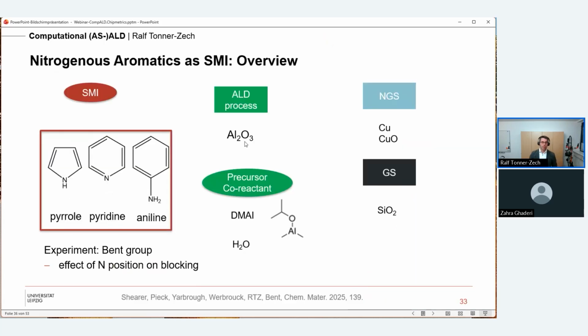It's work together with Stacy Bent. They put this forward and did the experiment. Alex Shearer did the experiment, and they collaborated with us to try to understand what their results actually mean. So it is an alumina ALD process with DMAI as a very typical precursor for area-selective studies. And they wanted to have the blocking of copper while silicon oxide should not be blocked.